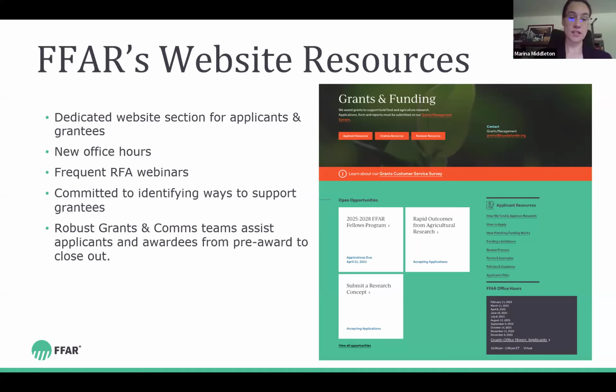There is also a section where you can access a whole bunch of resources, both specific to this RFA and general resources for applicants interested in applying to FFAR funding opportunities. What we're looking at on the screenshot on the slide is our go-to dashboard of applicant resources. These are the best places to look if you are trying to figure out what to do next when you are applying for funding to FFAR.